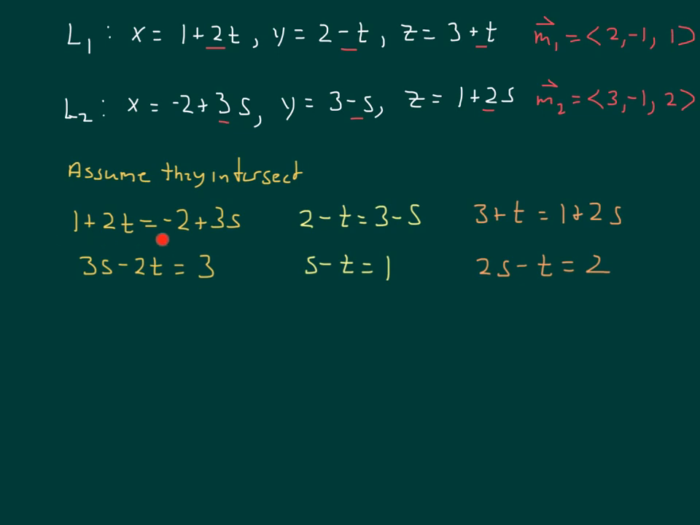So I did some algebraic manipulation, and this became 3s minus 2t equals 3. This one here became s minus t equals 1. And right here, this becomes 2s minus t equals 2. And now what you're going to do is pick 2 of these. You've got 1, 2, or 3. You're going to pick 2 of those.